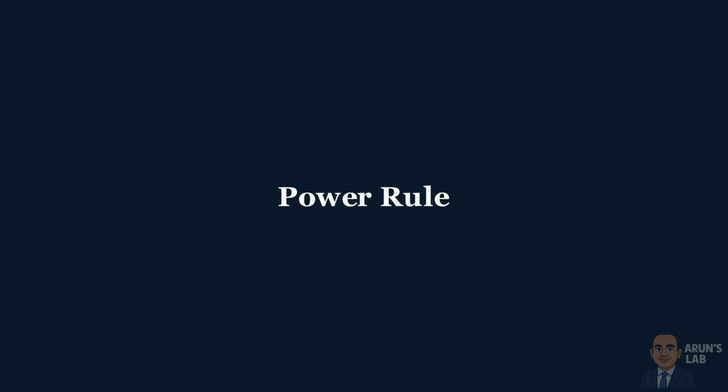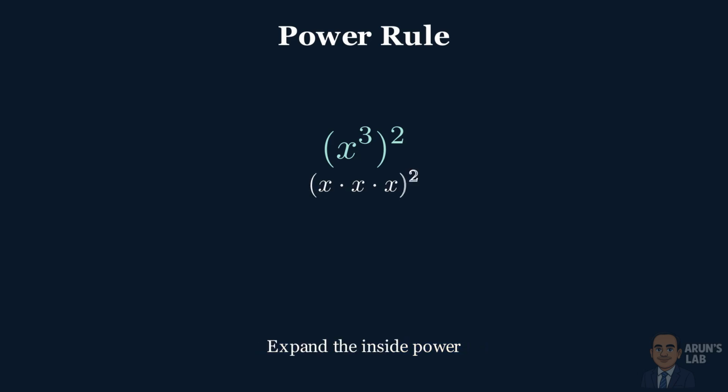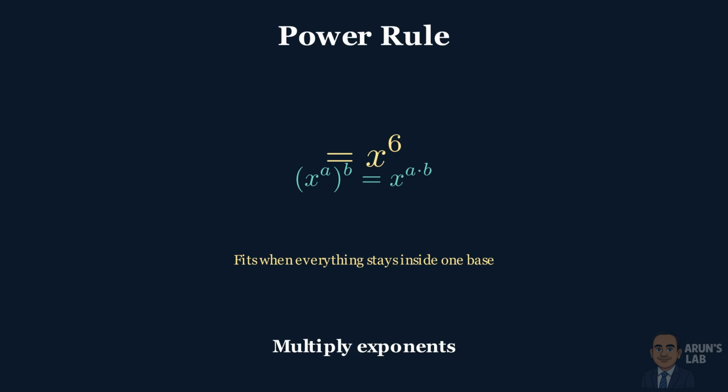What happens when we raise a power to another power? See the example: x cubed, the whole squared. Let's expand this: x times x times x, the whole squared. So x cubed times x cubed is equal to x to the power 6 in total. So we multiply exponents. This rule is named the power rule of exponents.